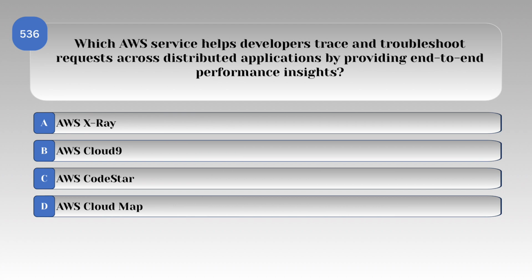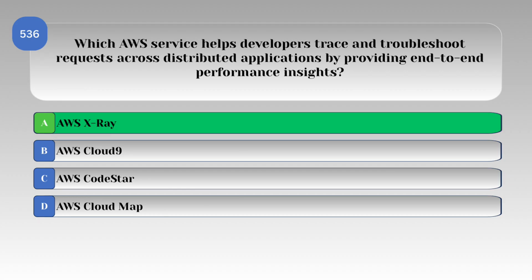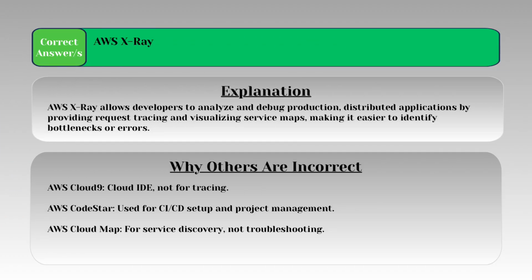Which AWS service helps developers trace and troubleshoot requests across distributed applications by providing end-to-end performance insights? Correct answer, AWS X-Ray. Explanation. AWS X-Ray allows developers to analyze and debug production, distributed applications by providing request tracing and visualizing service maps, making it easier to identify bottlenecks or errors.